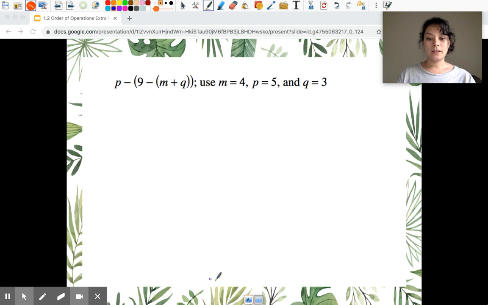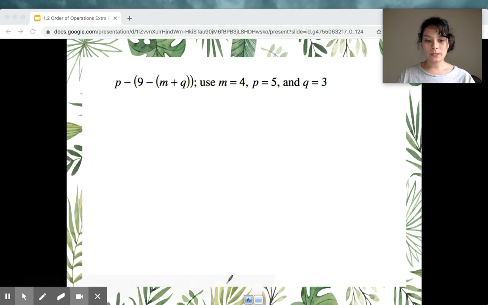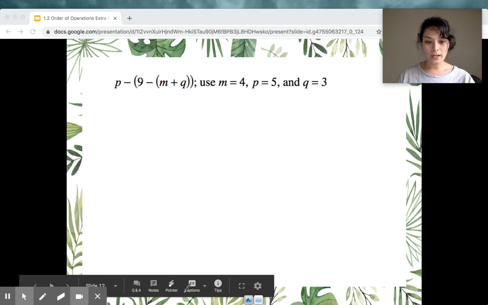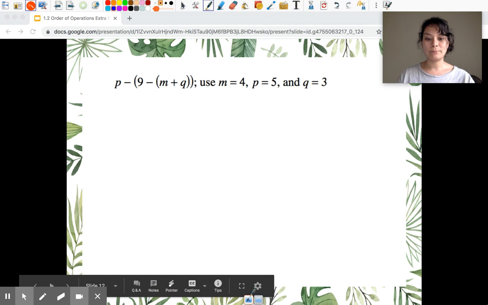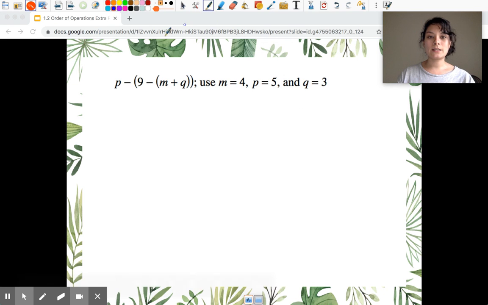Okay, and then I believe this might be the last example. Let me just double check. Nope, I have one more after this. Okay, so second to last slide here. This one's looking a little more complicated.